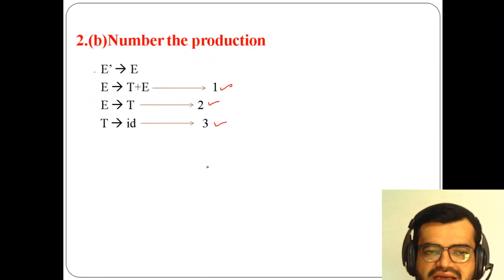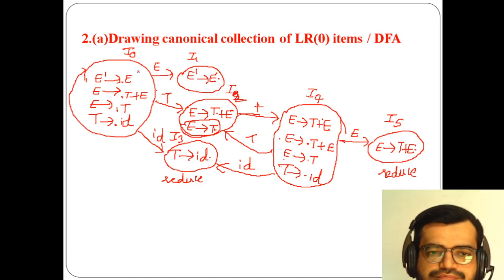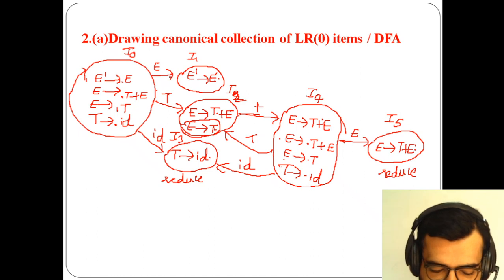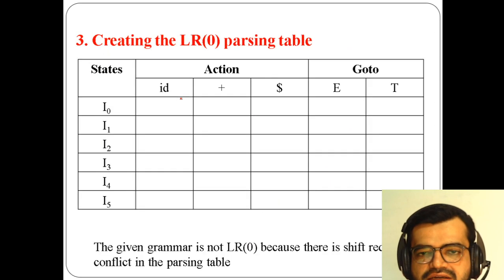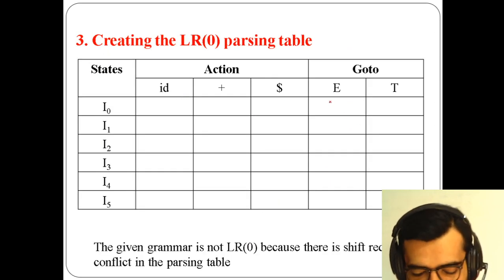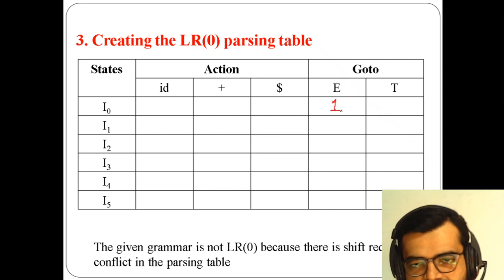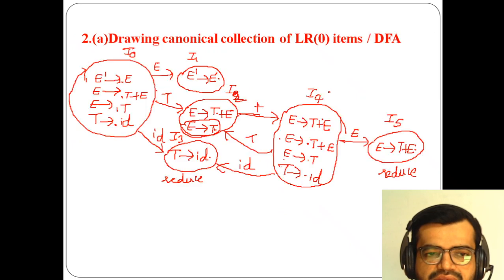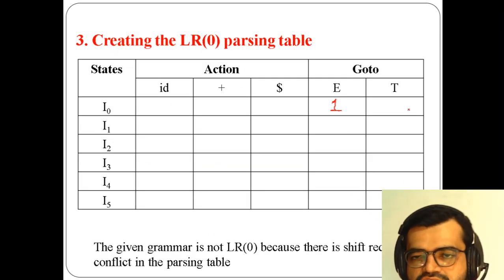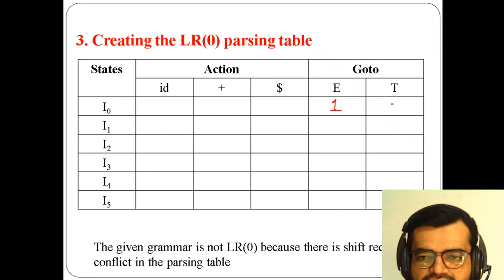Now first you have to go with I0. From I0 to I1, what are you doing here? With the help of E you are going to the first state, so you write 1 here. I0 to I1 with the help of E. Similarly, we are going from I0 to I2 with the help of T, so you go to the second state.